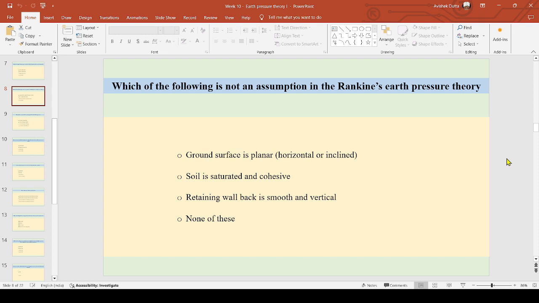I'll repeat the question once. Which of the following is not an assumption in the Rankine's earth pressure theory? Your options are: ground surface is planar, horizontal or inclined. Option 2, soil is saturated and cohesive. Option 3, retaining wall back is smooth and vertical. Option 4, none of these.